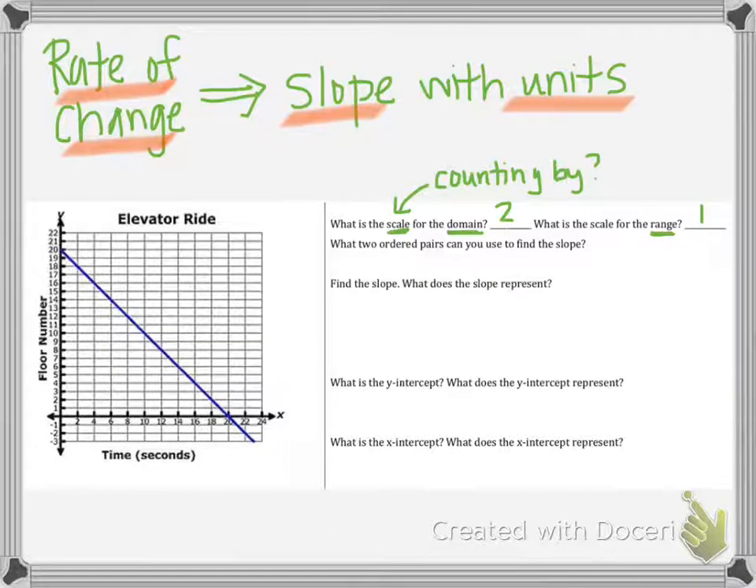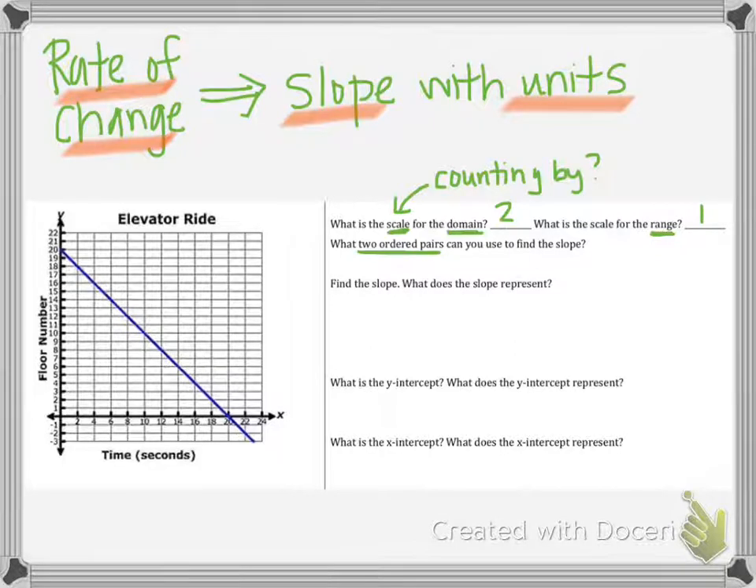So when the scales are not the same, which they aren't here, if you were to physically count the rise and the run for your slope, you would get it wrong if you were just counting the spaces and not counting how much each space represents. So I'll show you what I mean in a second. Let's go ahead and find the slope, but first we need to find two ordered pairs.